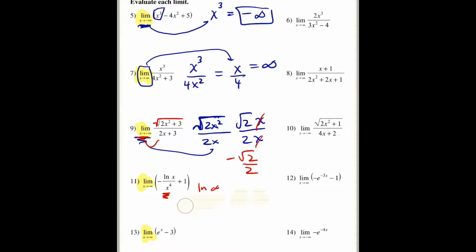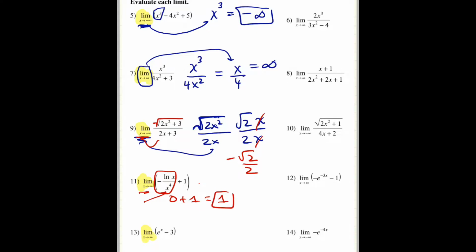So basically, you should always see which will grow faster, the bottom or the top? In this case, it's going to be this guy here. Exponentials will grow faster than logs, okay? So that actually makes this whole thing go off to 0. 0 plus 1 is 1.